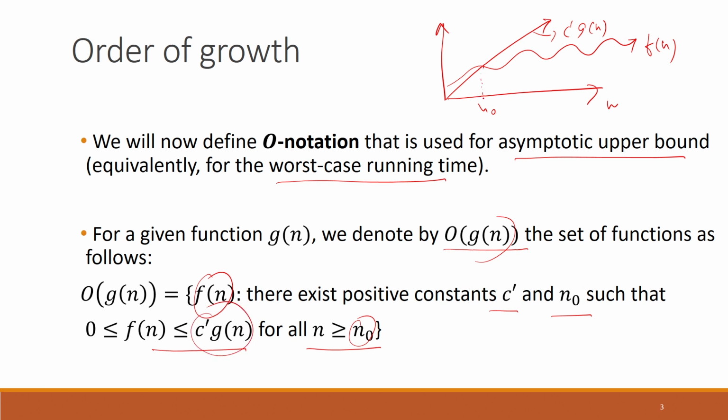After this point n naught, from here onwards, c' g(n) will never be below f(n). In that way, there is an upper bound on the value that f(n) will take after n is greater than or equal to n naught. This is what it means. This is a very important definition, and in order to understand it further, we will take a look at various examples.